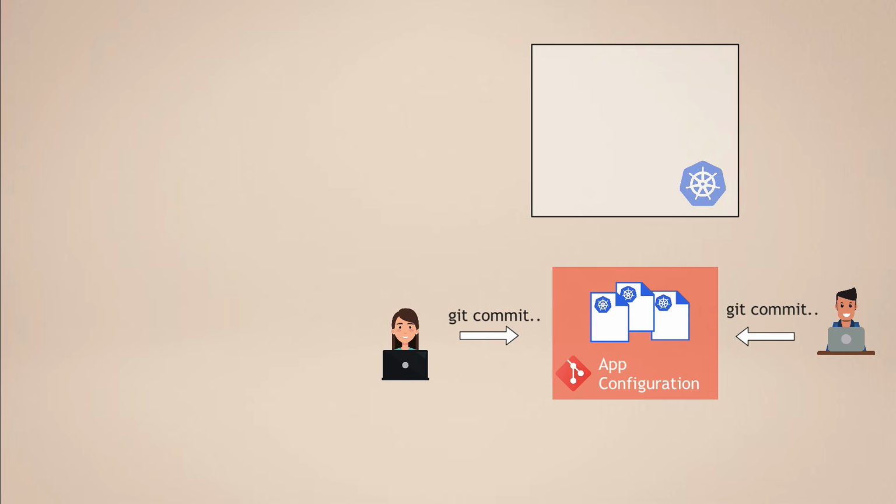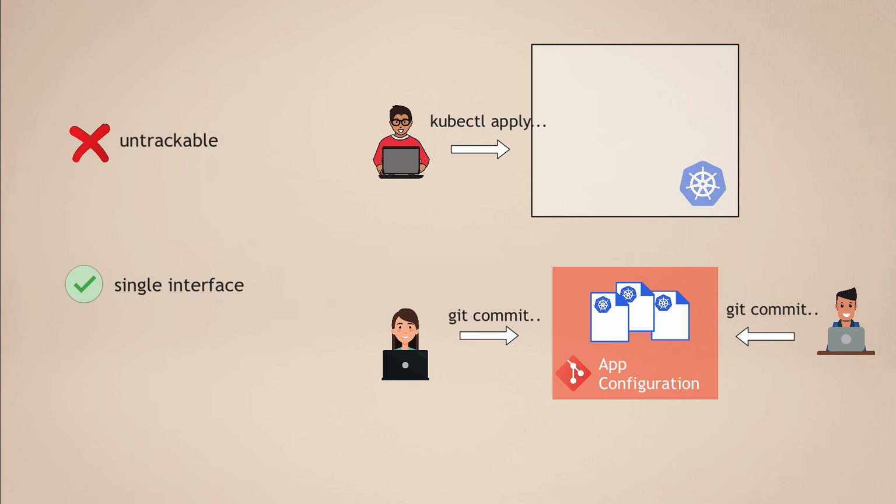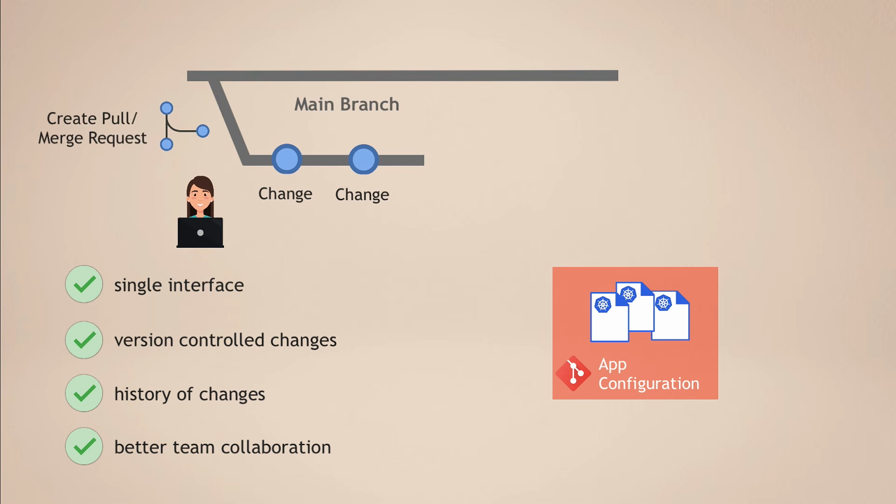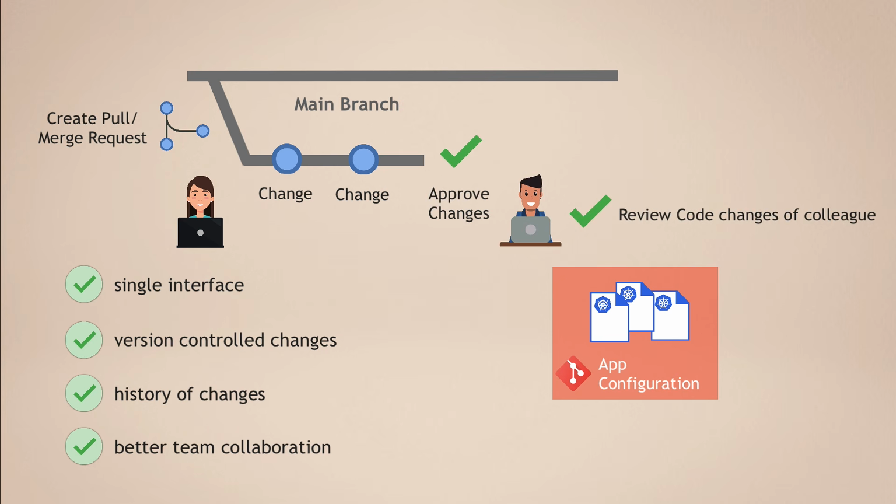And finally, as a result of using Git as a single interface for making changes in the cluster instead of untrackable kubectl apply commands, we have each change documented in a version controlled way, which gives us history of changes as well as an audit trail of who changed what in the cluster. But also, this gives teams a way to collaborate on any changes in the cluster, like proposing a change in Kubernetes, which others can discuss and work on, and when done, just merge those changes in the main branch.